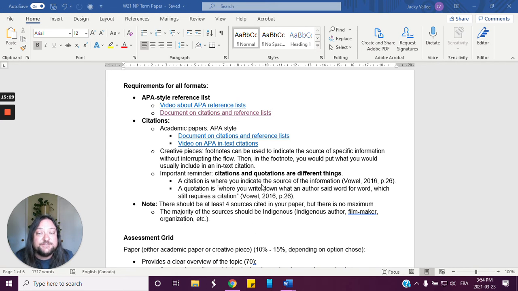So you should have at least 4 sources cited in your paper, but there's no maximum if you have 5 or 6 sources. And the majority of your sources should be Indigenous, so an Indigenous author, filmmaker, because documentaries are fine too, right? Any of the videos we watched or other videos, so we're not basing ourselves just on academic essays or books here. So if you have 4 sources, say 3 of them should be by Indigenous authors or filmmakers or organizations, at least, best if they're all by Indigenous producers, but at least the majority should.